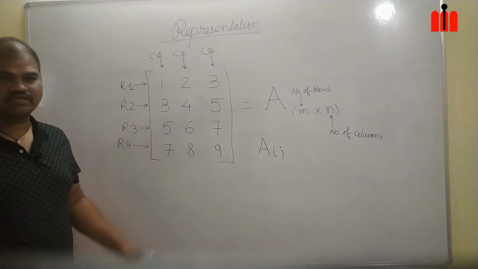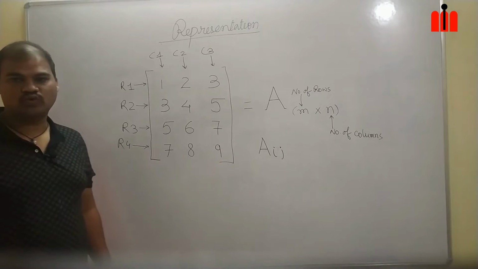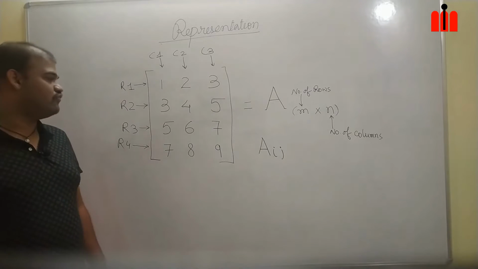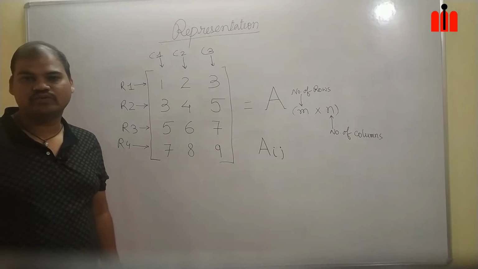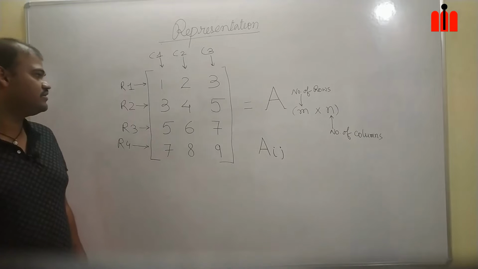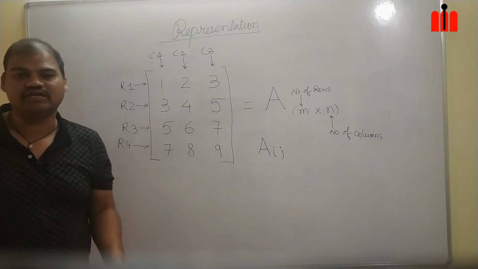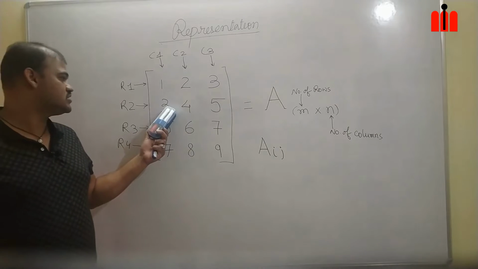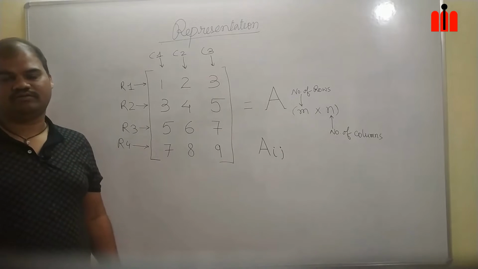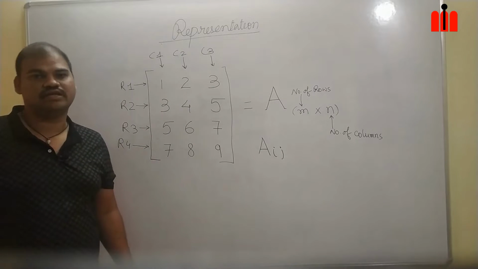Suppose I talk about 6. What is the row number of 6? It's 3 and the column number is 2. So it is A32. When I say A32, it means it is the 6 in this matrix. Like that. Now specifically, if I have to talk about which 3, suppose it's in the second row and first column, then I will say A21. A21 is the second row, first column 3.